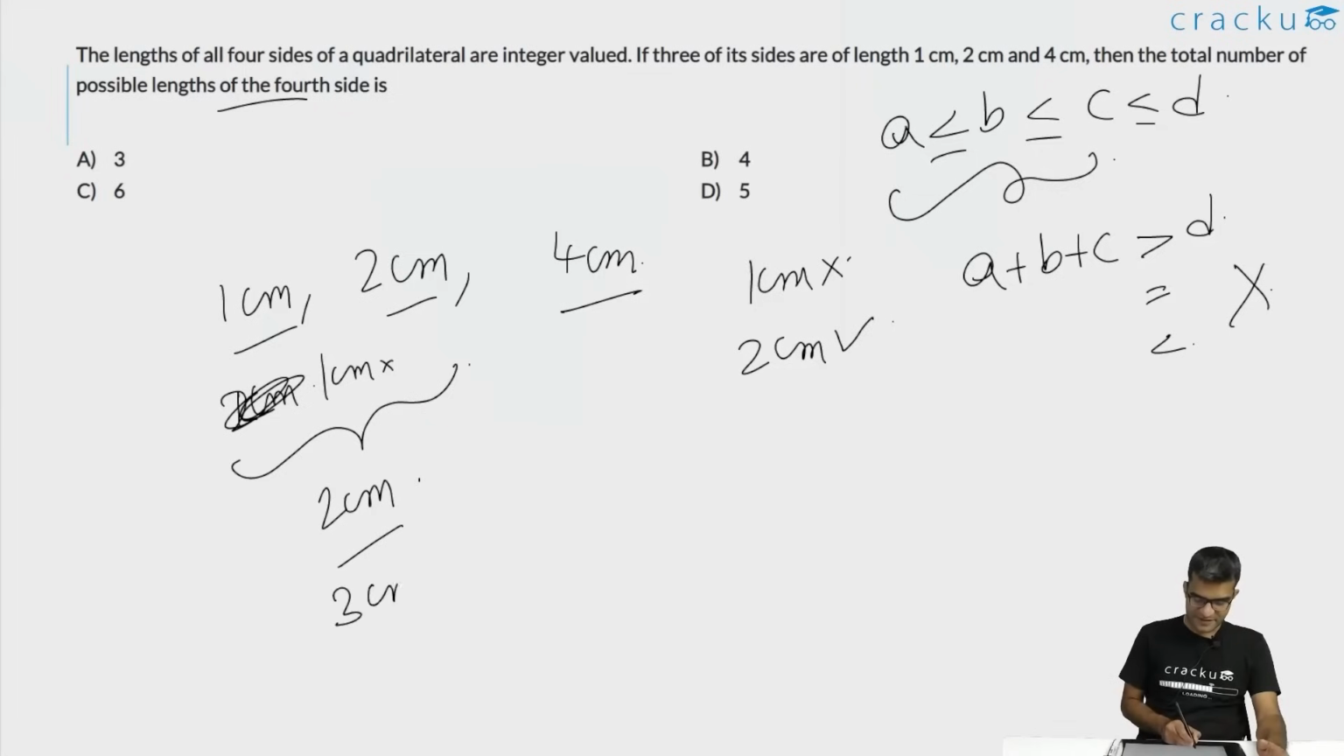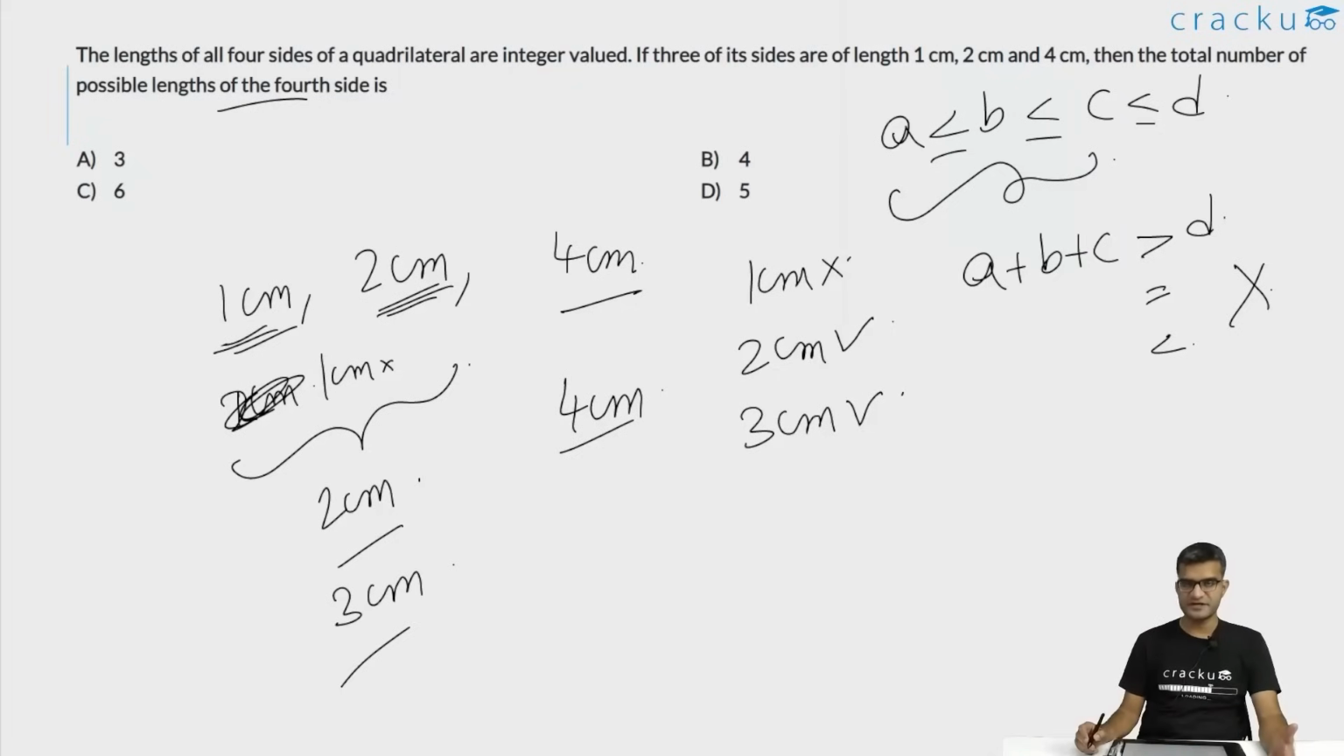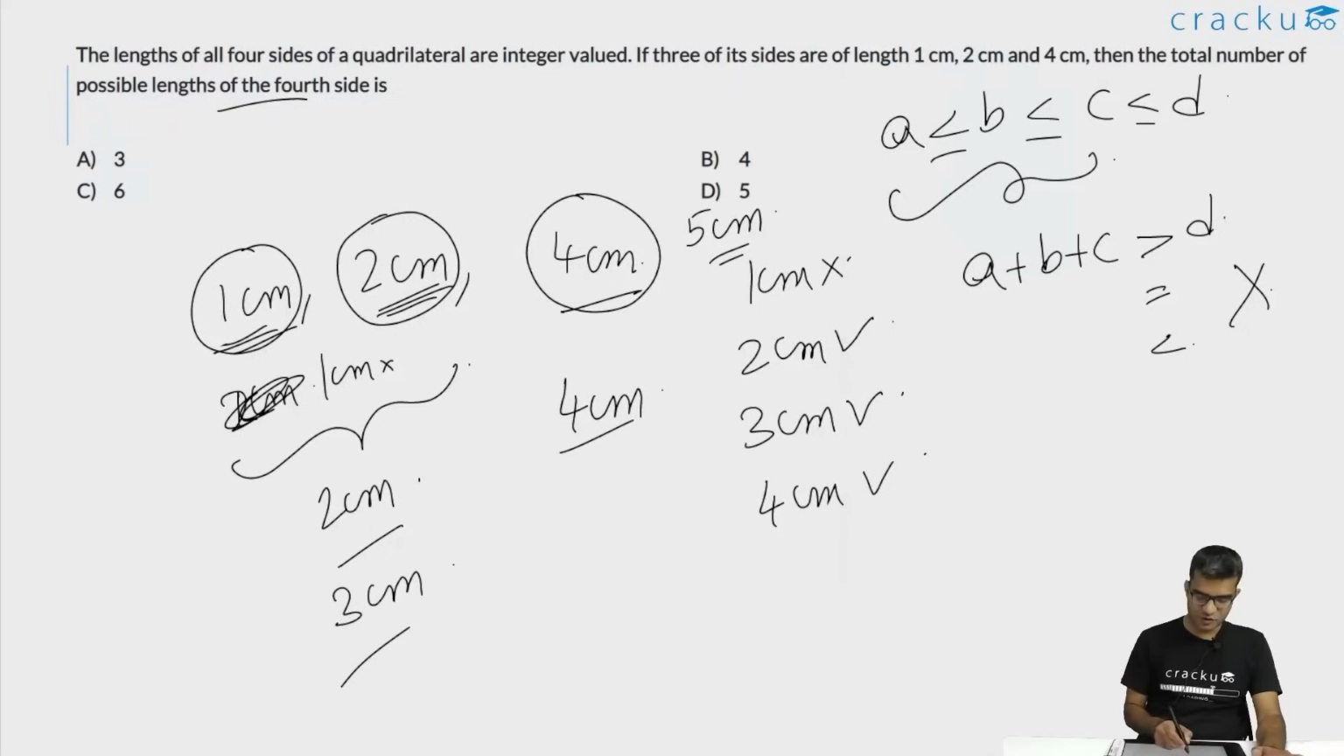If you are looking at 3 centimeters, the sum of 1 plus 2 plus 3 is 6 centimeters, which is greater than 4 centimeters. So 3 centimeters is again allowed. If the length of the fourth side is 4 centimeters, then 1 plus 2 plus 4 is 7 centimeters, which is greater than 4 centimeters. So 4 centimeters is also allowed. If you are looking at 5 centimeters, then suddenly 5 centimeters, the unknown side, becomes the largest side. The sum of the smallest 3 sides will be 1 plus 2 plus 4, which is 7 centimeters. 7 centimeters is greater than 5 centimeters, so this also is allowed.